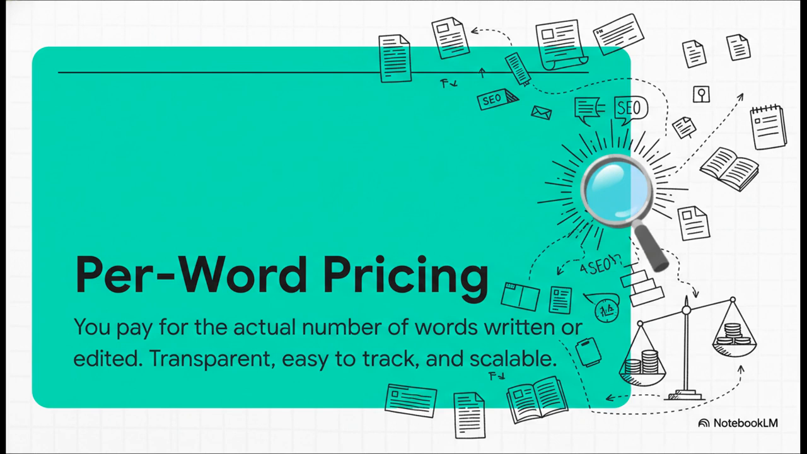You've probably seen this for things like SEO articles, blogs, and general copywriting. The biggest advantage here is transparency. There's no guesswork at all. You pay for the exact number of words you get. The only thing to watch out for? It can sometimes push for more words, not necessarily better words. So it works best when the expectations for each piece are super clear.